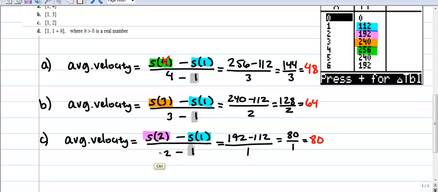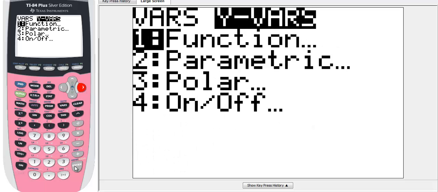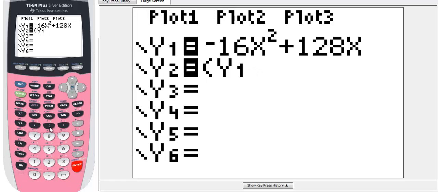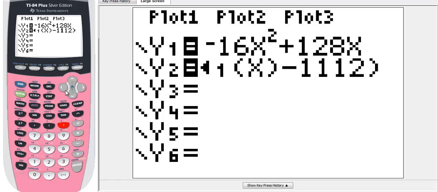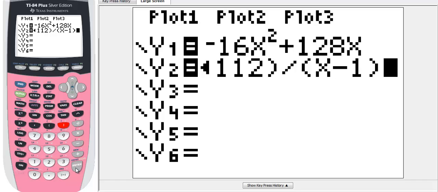So what I did was I said, hey, I'm going to come in here and make the actual slope formula. I'm going to use a parenthesis here, and go into my Y variable. So Vars over to Y Variables, Enter a couple times to bring up Y1. I'm going to have it evaluate Y1 at any X value, and then subtract 112 from it, not 1012. Oops. Make sure I close my parenthesis properly, and then divide by, I need another set of parentheses, X minus 1, because it's always X minus 1.